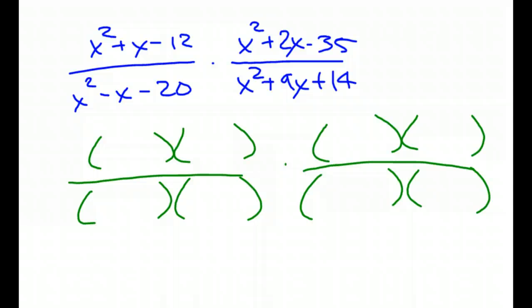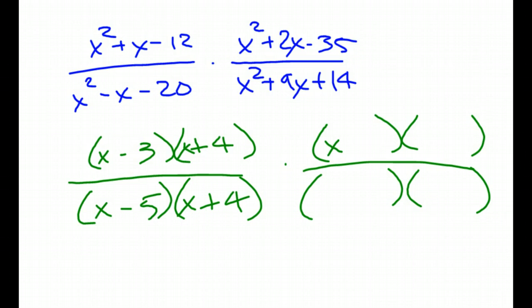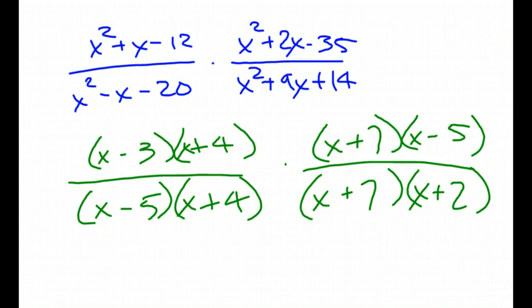Okay. Numerator, right here: minus 3 and plus 4. Okay, down here: minus 5 plus 4. Up here: x plus 7, x minus 5. Okay. x plus 7, x plus 2. Okay. Those look right?